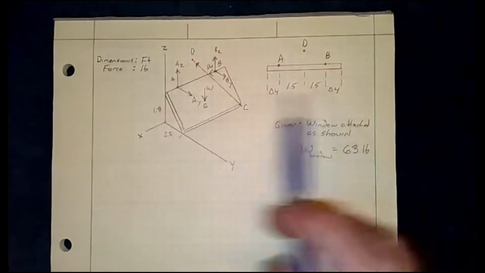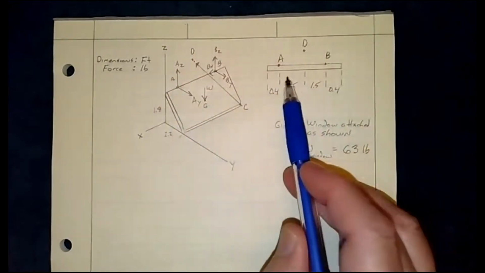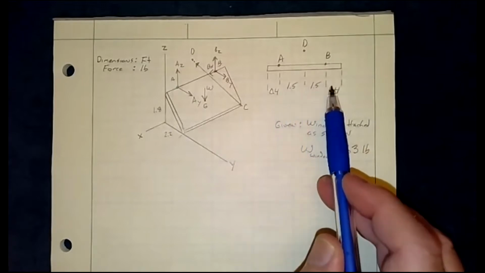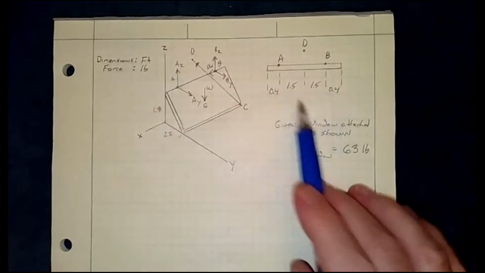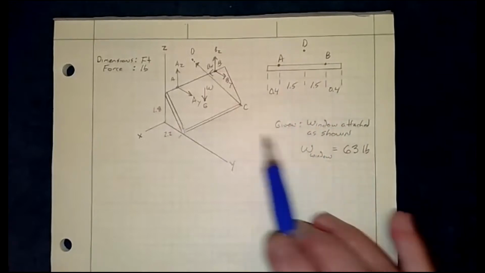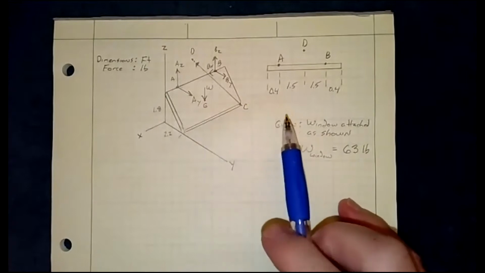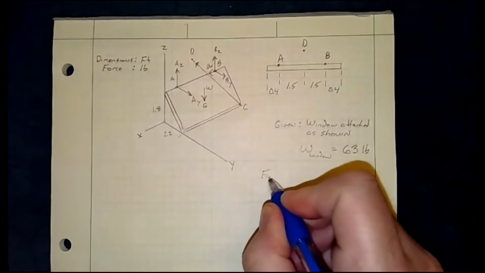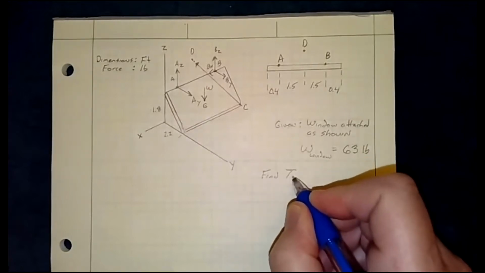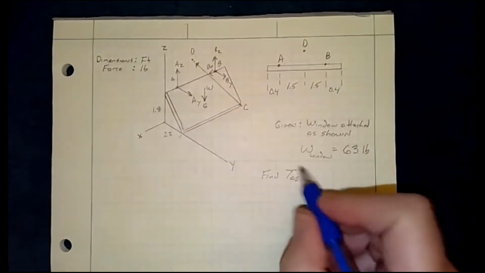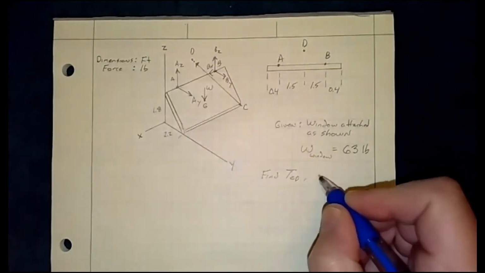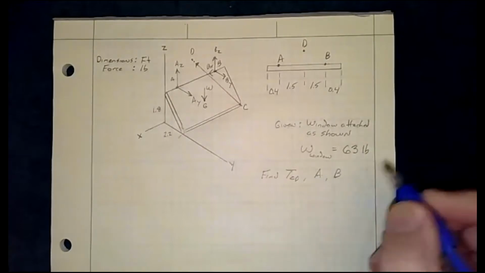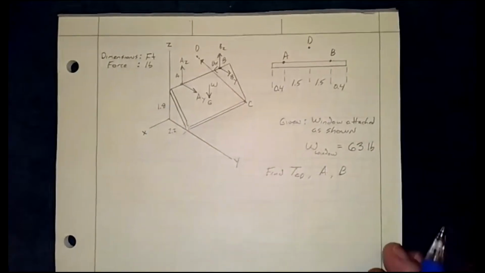Okay. So the dimensions across there are written here: 0.4, 1.5, 1.5, 0.4. We have the window shown, and this is all in feet. And we know the window weighs 63 pounds at W. So what we're trying to do is find the tension DC, or CD, and that's a scalar magnitude. It's not a vector. We know the direction of the vector. And then, of course, we want to find A and B, the reactions. So we have 6 unknowns that we're looking for right now.